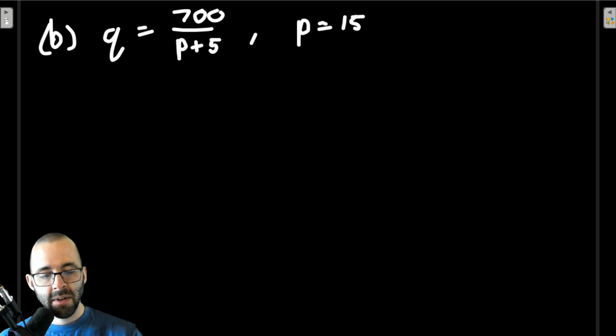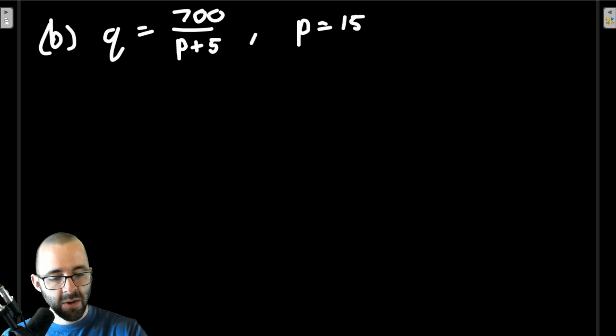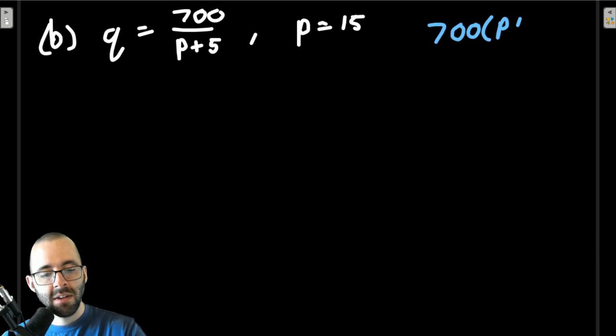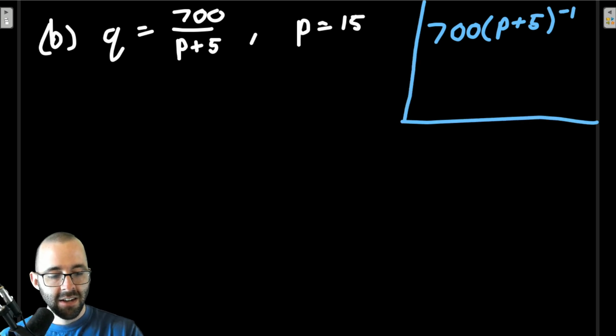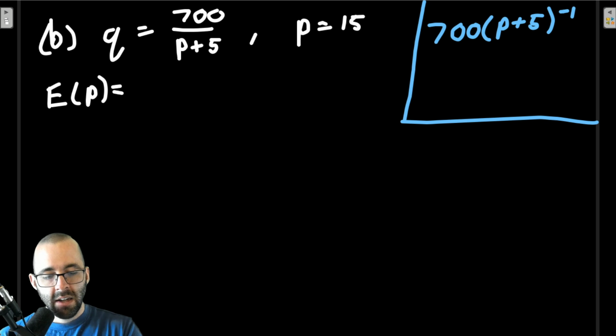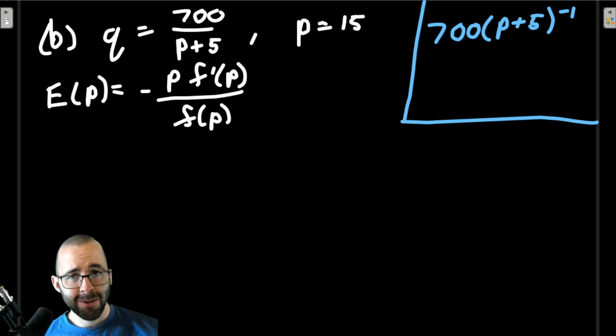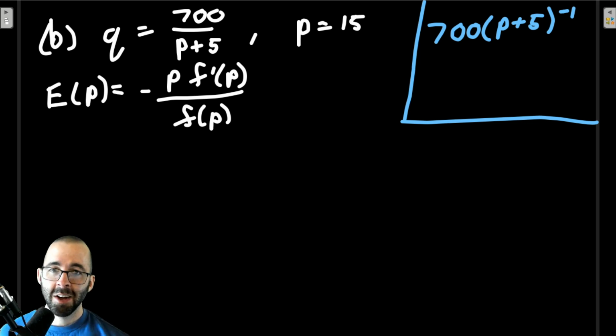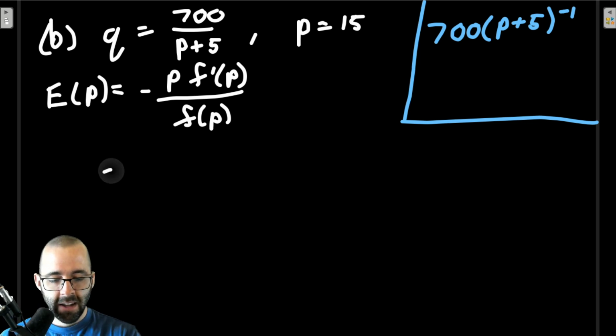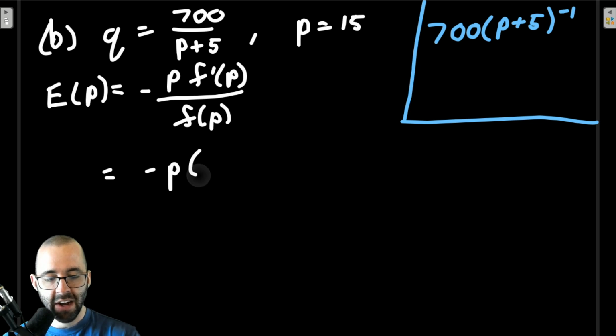So we look at Q prime. And again, maybe go off to the side and say, okay, we could rewrite this function. It might be a good idea to rewrite this function this way, because for the derivative, we can just use the power rule now. Anyway, our elasticity is going to be negative P times F prime of P over F of P. This one's going to be a little ugly, okay? So strap yourselves in and be very careful. We're going to have some big complex fractions.